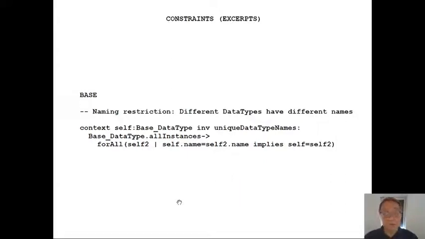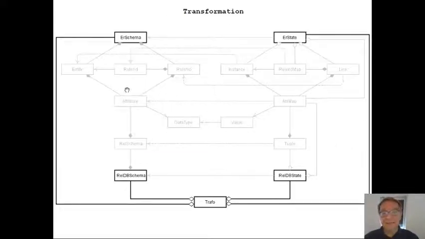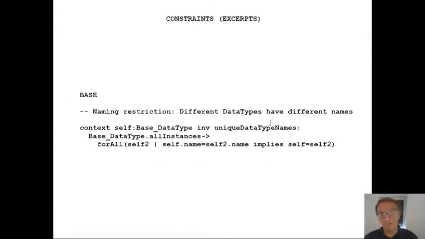So this is a constraint for the base part. The base part is the part that is common to the ER model. In the upper part we see, of course, the ER model. In the lower part we see the relational model, and there is a base part, a shared part, and there are some constraints, some invariants that apply here to the base part. And this is one of the constraints over here.